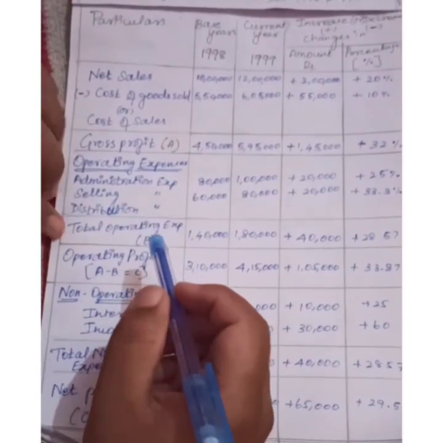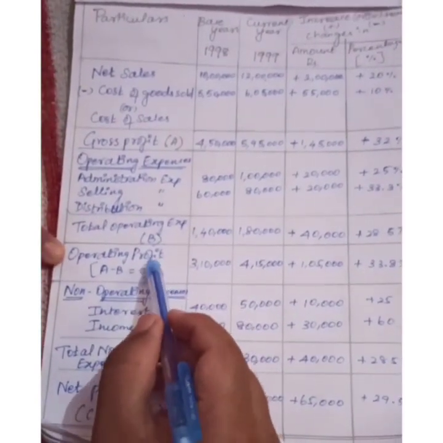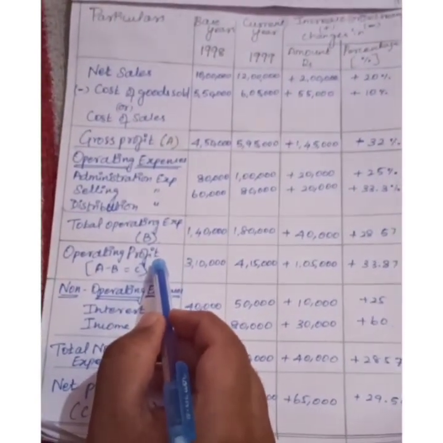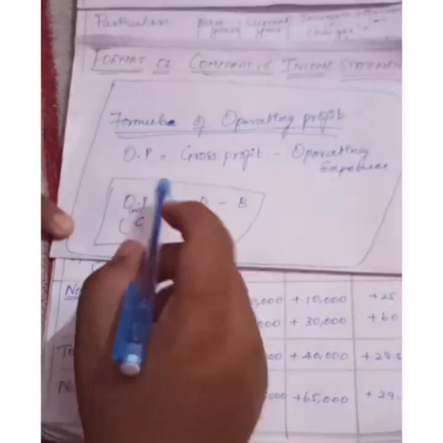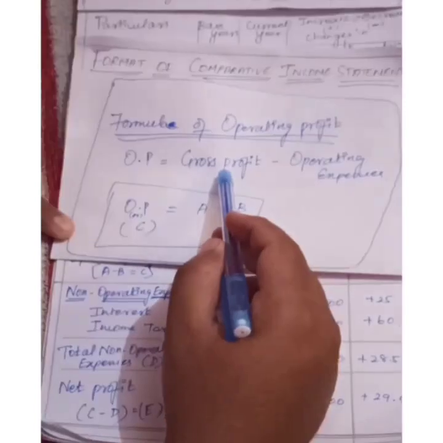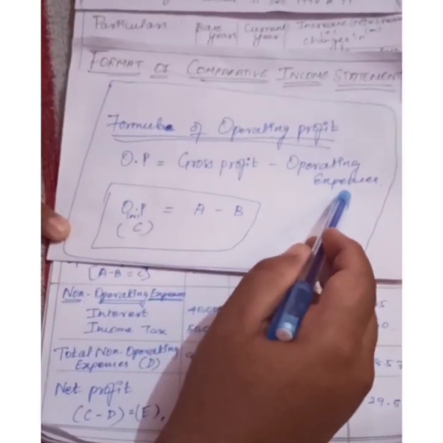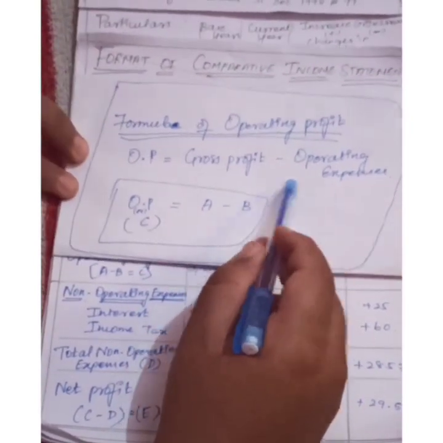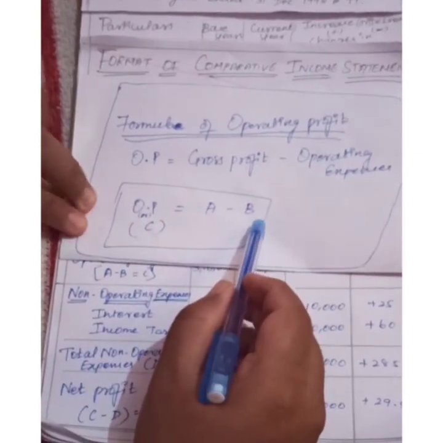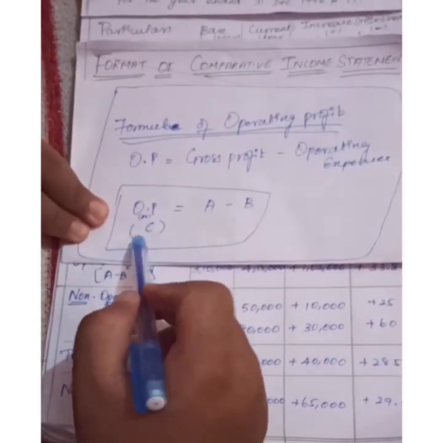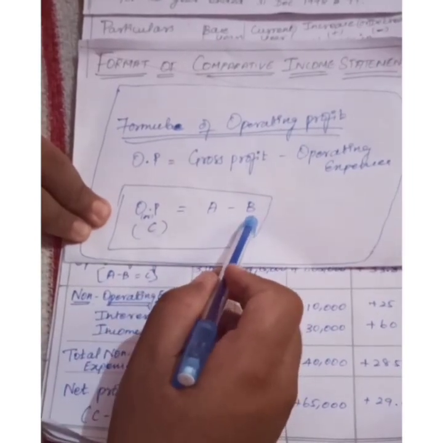Now move on to the next step, operating profit. Operating profit has one formula here. Operating profit is equal to gross profit minus operating expenses. This is the formula for operating profit. Now I specified alphabets to make it easy to write here. C is equal to A minus B.